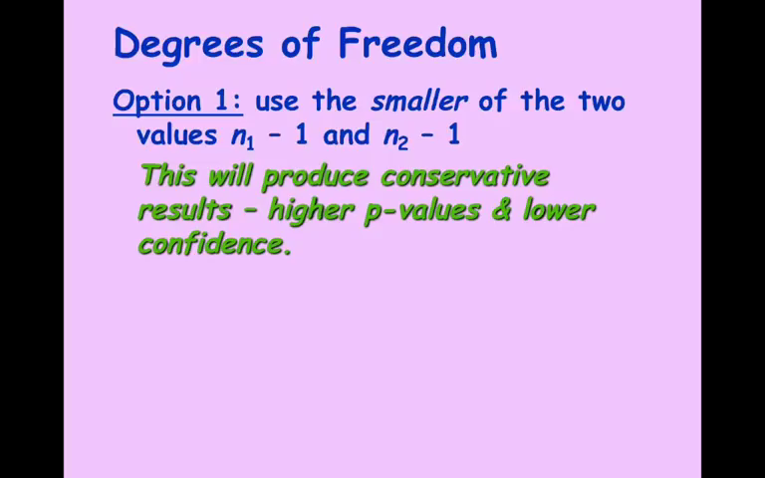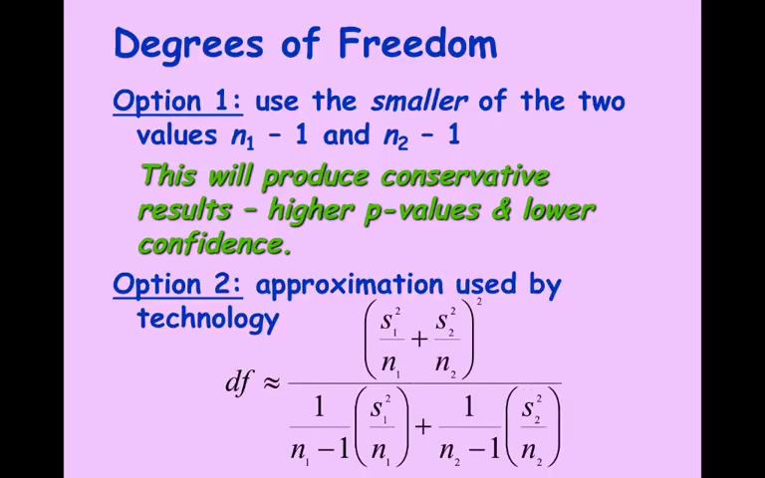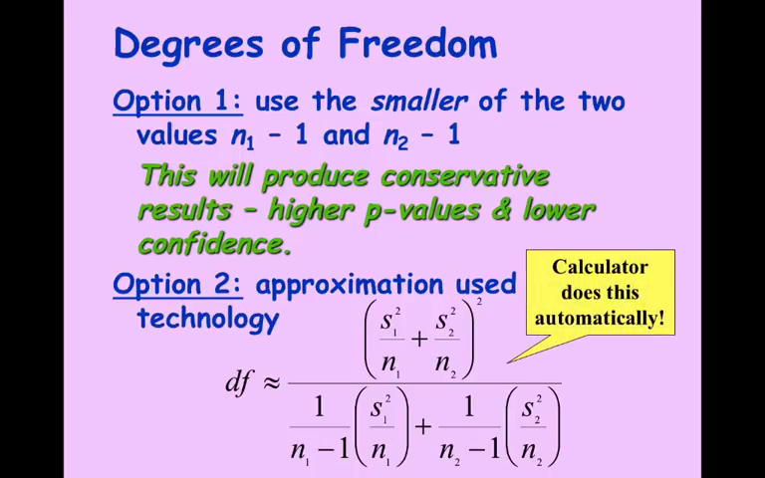Option 2 is that we are going to use a calculation to approximate the degrees of freedom for our 2 sample t procedures. The calculation looks like this. And don't worry, we're not going to memorize this calculation. This is an approximation used by technology, which means your calculator is going to do this automatically. Since our calculator does this, this is going to give us a better approximation of our degrees of freedom. It won't give us as conservative a value as option 1. So option 1 can often give us high p-values and lower confidence. Since we have calculators throughout our exams, we are going to use option 2. We're going to have our calculator calculate degrees of freedom for us automatically.